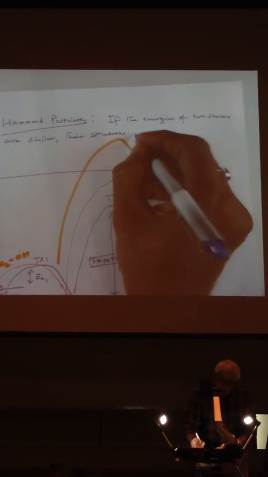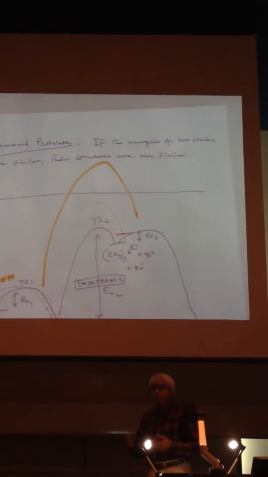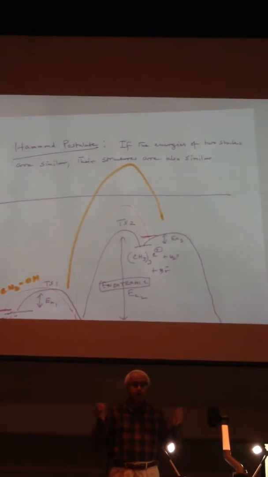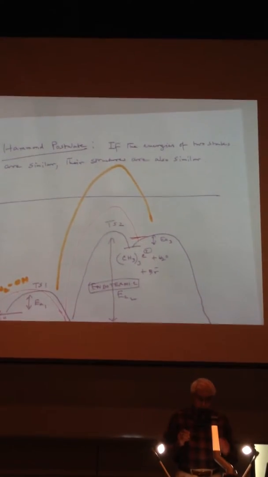If the energies of two states are similar, their structures are also similar. It was also suggested that if they are very dissimilar, the structures will also be very different from the structure that they are closer to, remember.